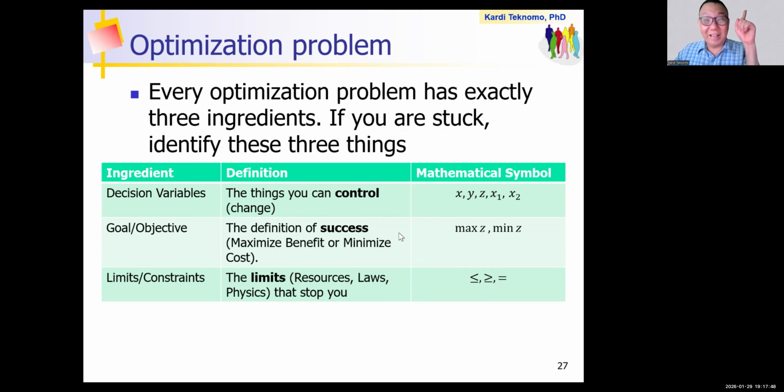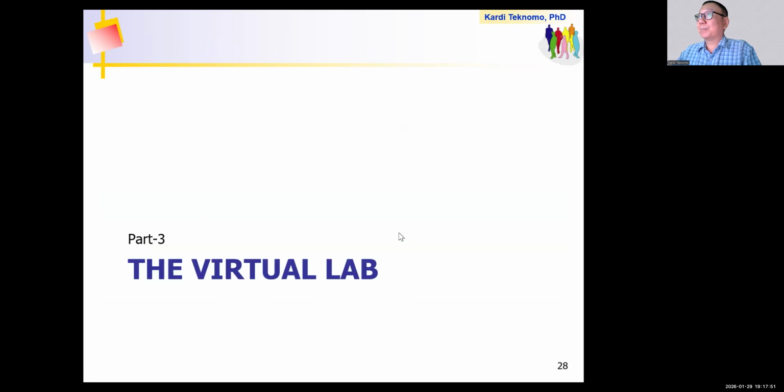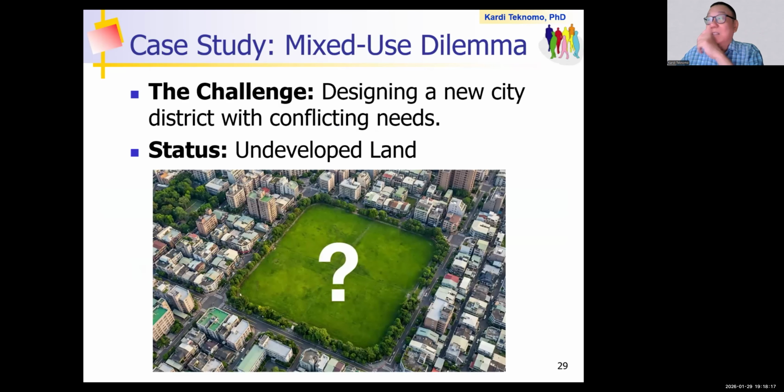Simple. Okay, let's now go to part 3. This is the virtual lab from a while ago. I want you to understand using a very simple mixed land use dilemma case study. So this is the challenge. You design a new city district with conflicting needs. The status is undeveloped land.